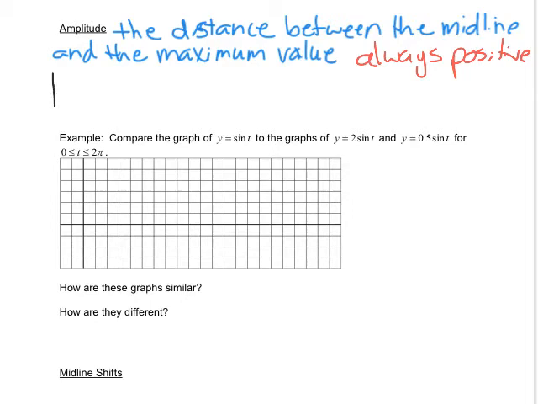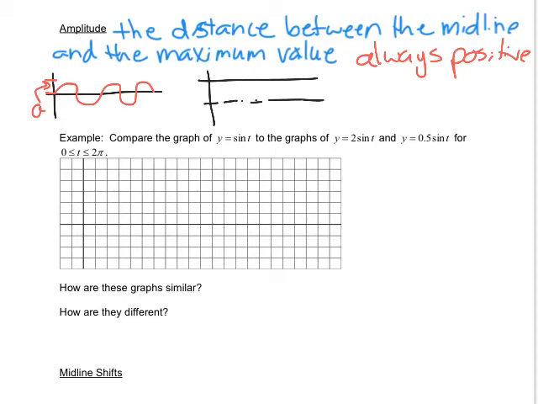So for our standard function, if it has a midline around the x-axis, it's pretty easy to read the amplitude. The amplitude is going to be that distance here from the x value up. But if we have some other kind of shift, and let's say our midline is down here, the amplitude is still going to be positive even though our values are negative. The amplitude is still going to be from here to the maximum. So it's the difference between the two values, which still makes it positive.